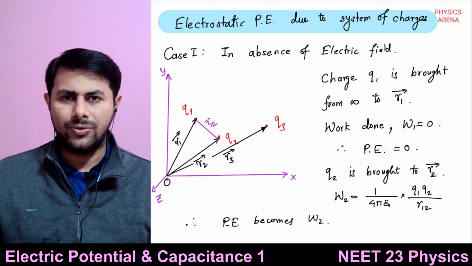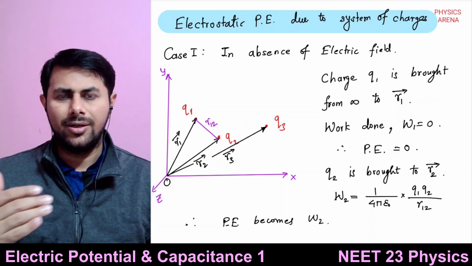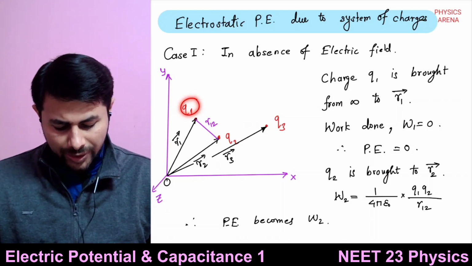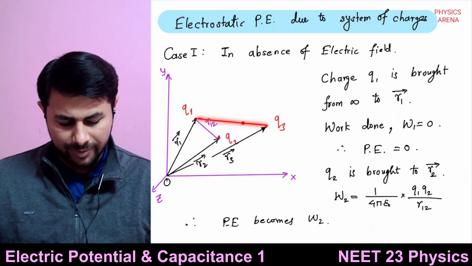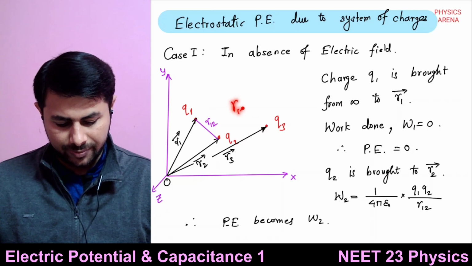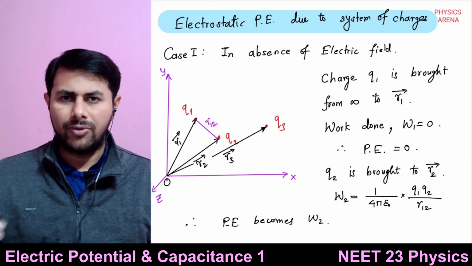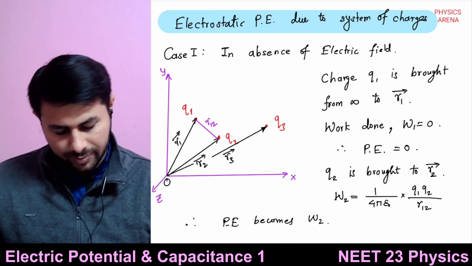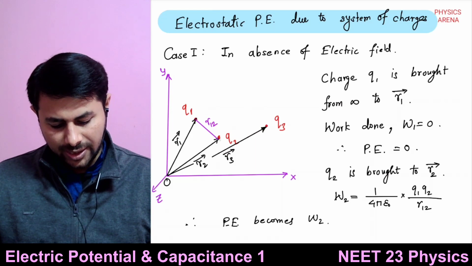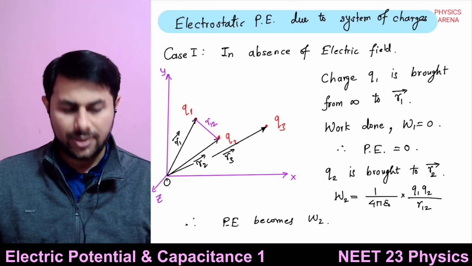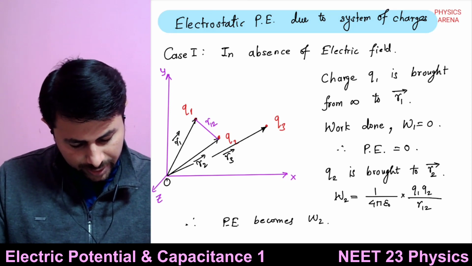So work against Q1 will be 1 upon 4 pi epsilon naught, that constant, multiplied by Q1 Q3 divided by this much distance, the final distance R13. And work done against Q2 will be 1 upon 4 pi epsilon naught multiplied by Q2 Q3 divided by this much distance, which is R23, right? So work done in this process.